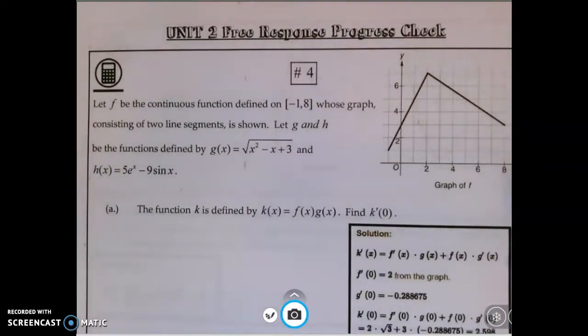The first problem is: let f be a continuous function. Here's the graph, -1 to 8. The two line segments, they're specifying line segments. g and h are the mentioned functions. If k is defined as k of x equals f times g, find k prime of 0.